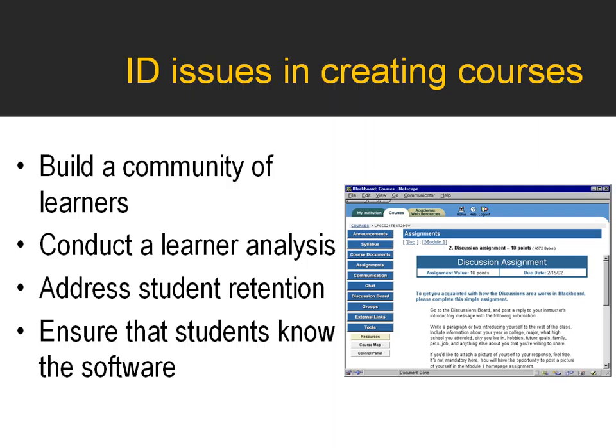You will also want to find out exactly who your students are and what experiences they bring into your class. For that reason, you should conduct a learner analysis at the beginning of the class. There is a Module 1 assignment in the model course that asks students why they enrolled in the course, what they already know about the content of the course, and what they hope to learn.